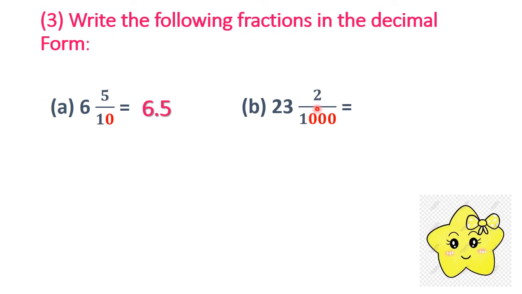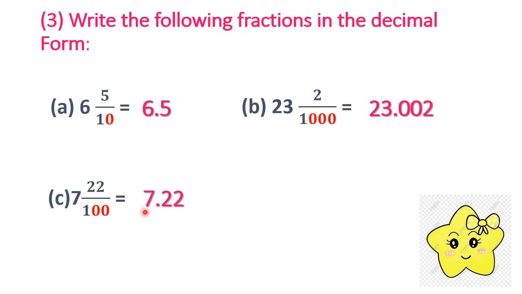B. 23 and 2 over 1000. To convert to decimal, the denominator is 10, 100, 1000, 10,000. Okay? Put 23 in the whole number and put 2 after 3 decimal places, 2 in thousandths. C. 7 and 22 over 100. Put 7 in the whole number and put 22 after 2 decimal places. D. 24 over 100. We don't find a whole number, so put 0 in the whole number and put 24 after 2 decimal places.